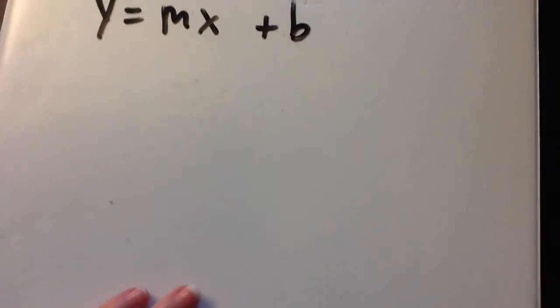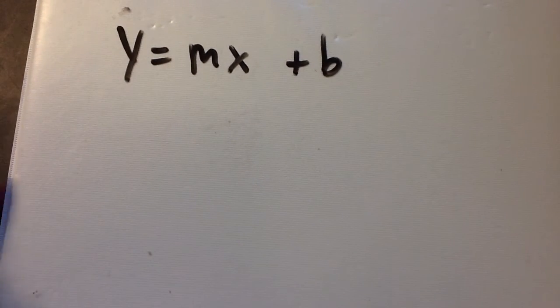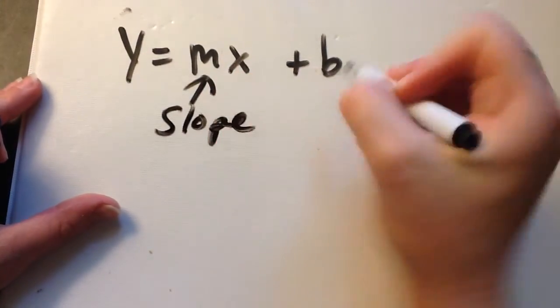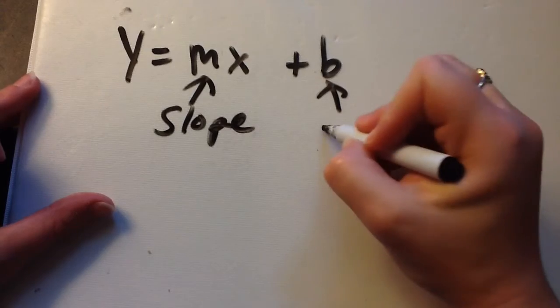All right, we're going to review how to write equations from situations. There's a couple different equations that we've learned in the past. So we've learned a y equals mx plus b sort of equation. This is our slope-intercept, where m is the slope and b is the intercept.